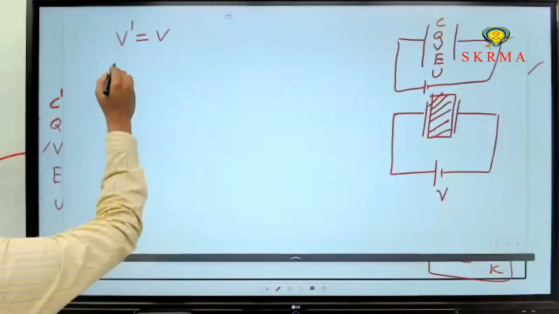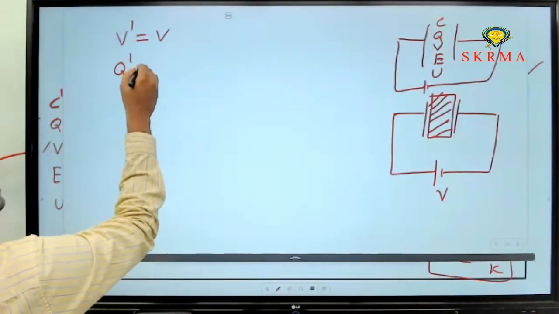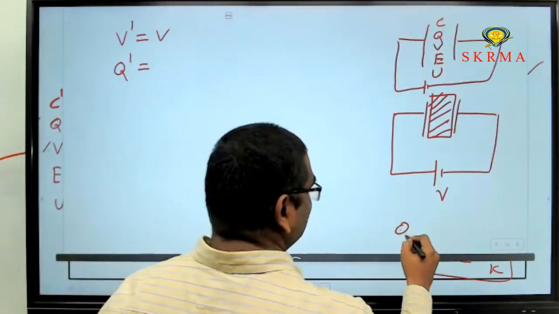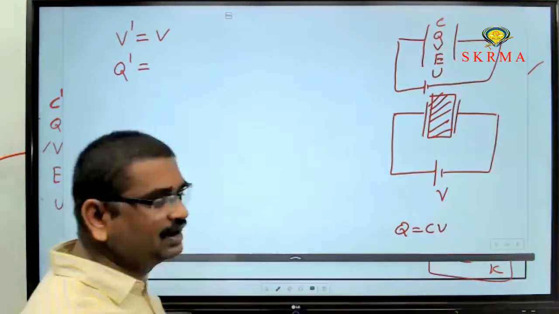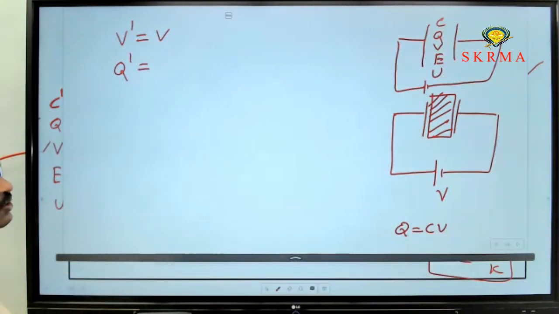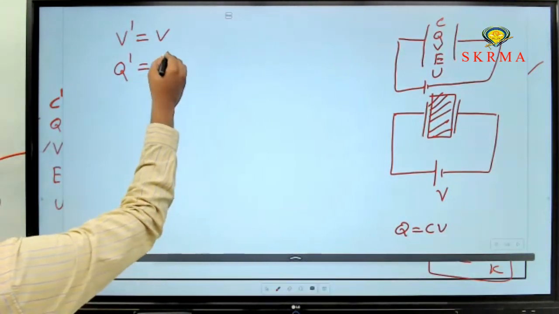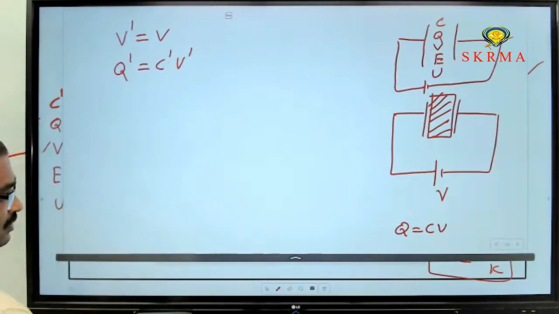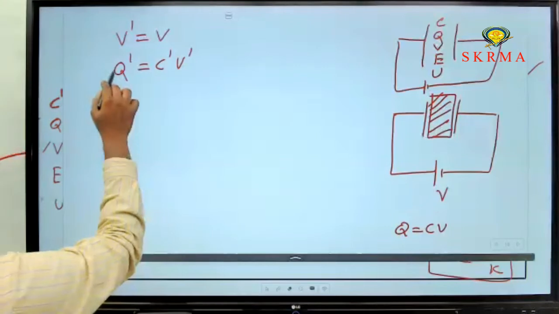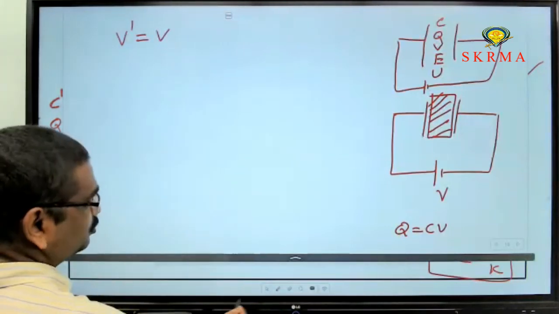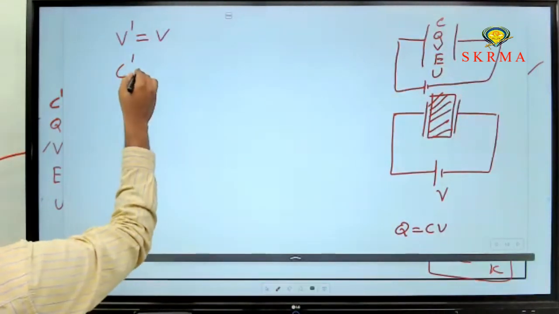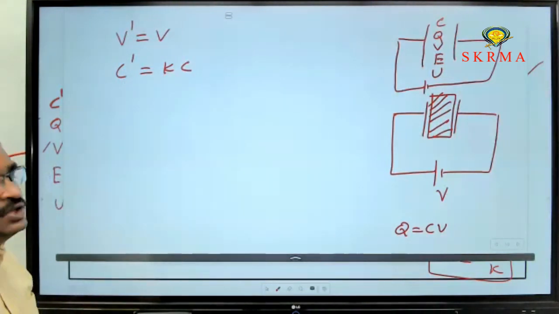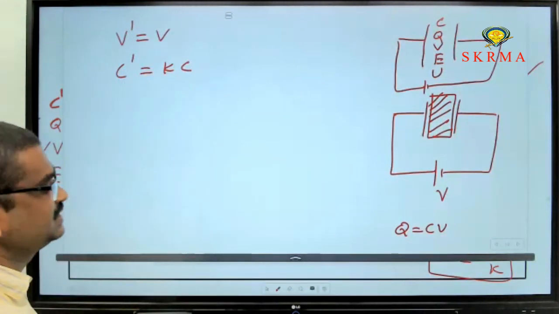Next one, what is the new charge? Q dash equal to, what is the formula for Q? From basic equation, Q equal to CV, na? From that one, Q can be written as C dash into V dash. So finalize capacitance also first. What is the value of new capacitance? C dash equal to K into C only, because we introduced some dielectric. So K into C is the new capacitance.